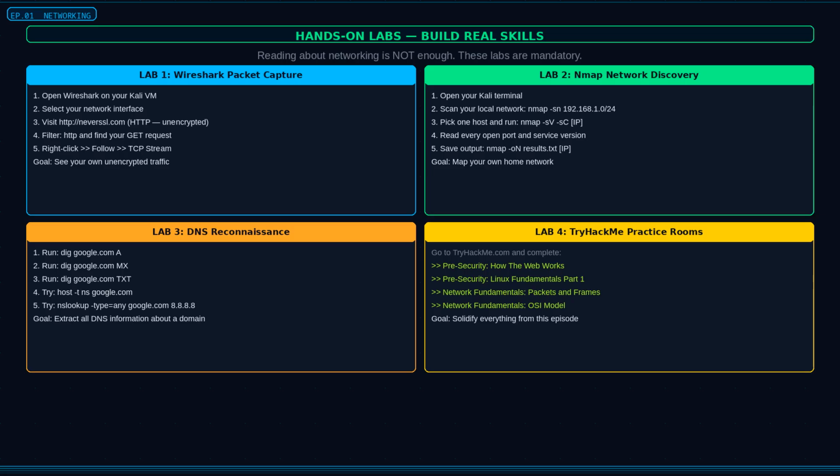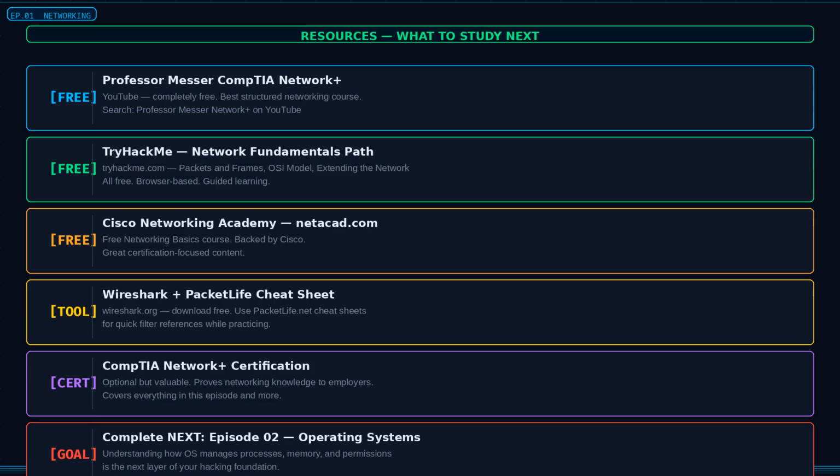Lab 4, go to tryhackme.com and complete the free rooms in the Network Fundamentals section. The rooms on packets and frames, the OSI model, and extending the network will reinforce everything covered in this episode with interactive, hands-on exercises. Do all 4 labs before moving to episode 2. This is not optional. Here are the best free resources to continue your networking education after this episode.